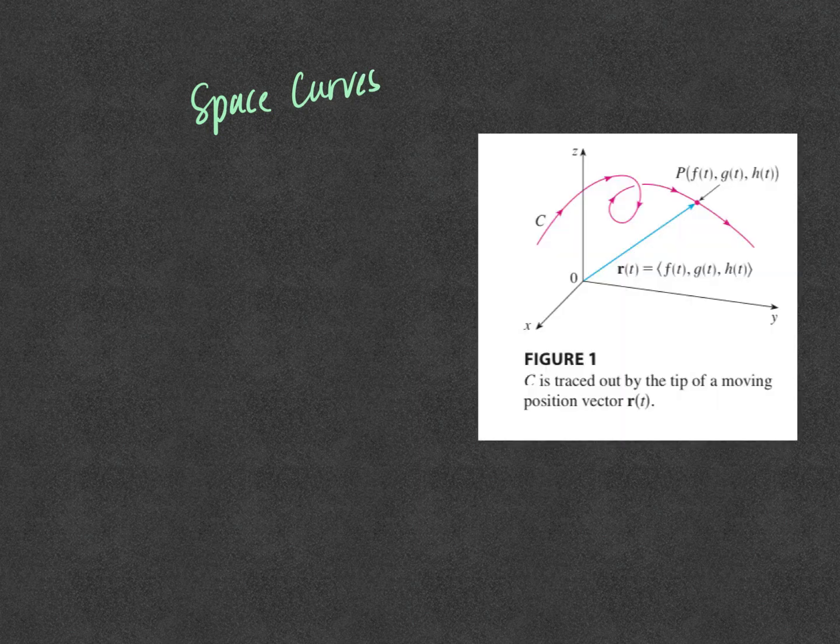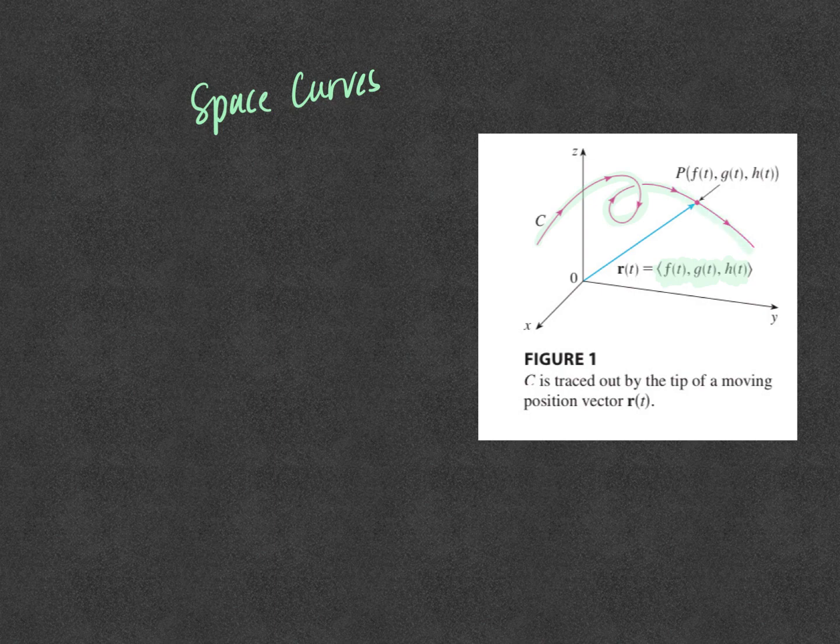Next, we have space curves. This is not like outer space, but it's space curves. So if you look at this figure here, there's a connection between your vector function and your space curve. Suppose that f, g, and h are all continuous real valued functions. Then the set C of all points, where you have the parametric equations, because t varies, then you end up with this curve right here, and it's called a space curve.